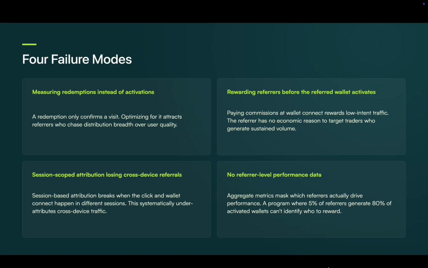There are 4 common mistakes to avoid. First, measuring redemptions instead of activations. A redemption doesn't tell you whether the wallet traded, generated fees, or returned. Second, rewarding referrers before the referred wallet activates. If rewards trigger at wallet connect, referrers have an incentive to maximize connects rather than user quality. Third, using session-scoped attribution. This loses referrals when the click and wallet connection happen across different sessions or devices. And fourth, only looking at aggregate program performance. A program might have hundreds of referrers, while a small percentage generate most of the valuable users. Without referrer-level data, you can't see that concentration.